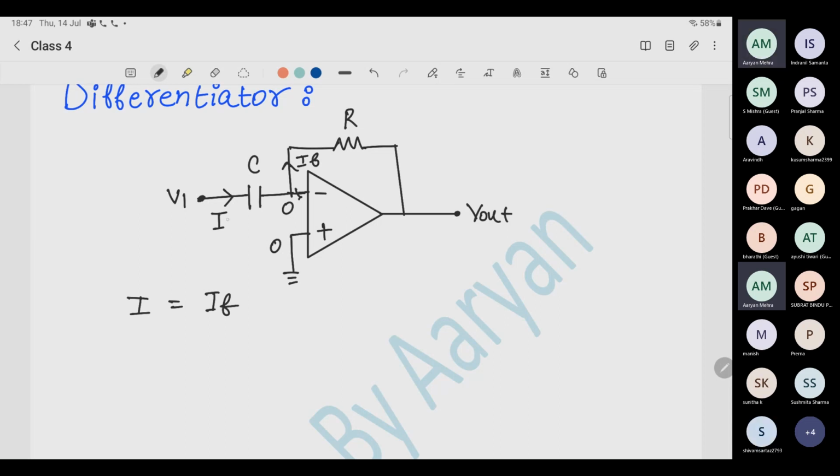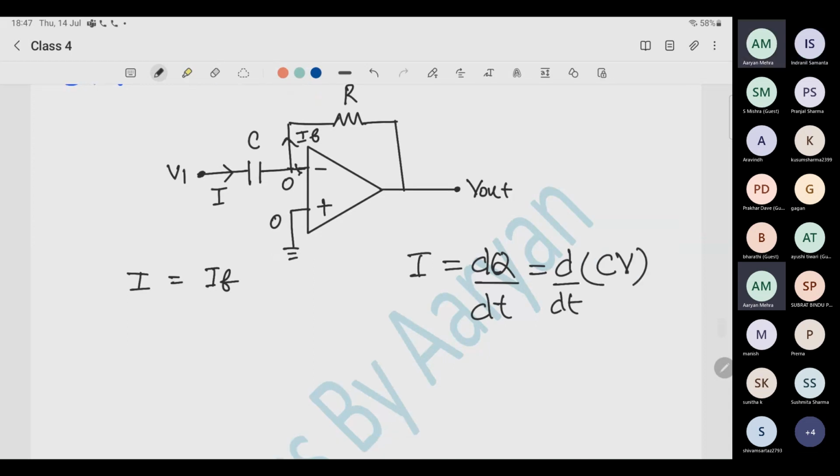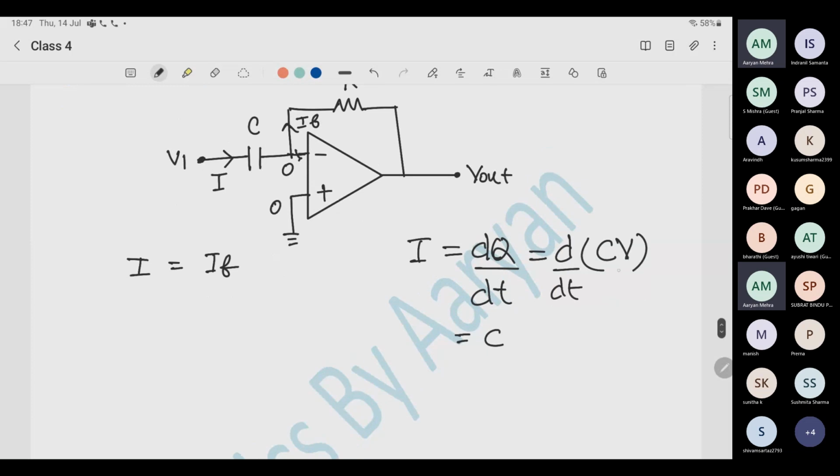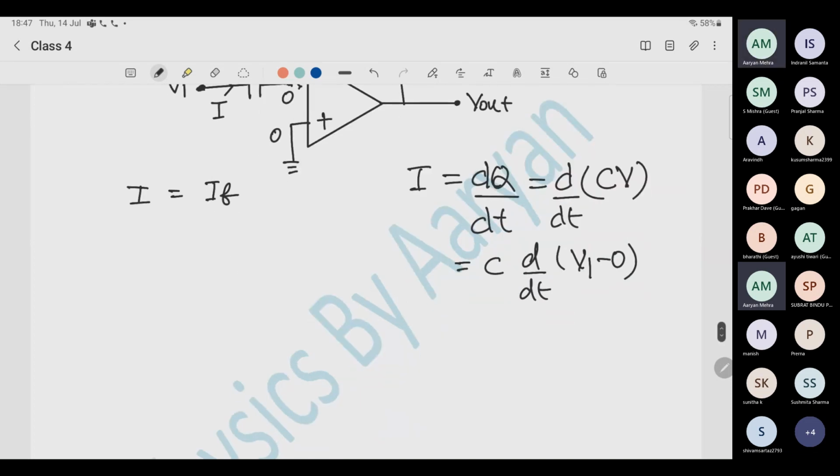So first you need to tell me what is actually I. It is dq by dt. And what is q? CV. And what is this V? V is the voltage applied across this capacitor, and that is V1 minus 0. So you get C dV1 by dt. So I is C dV1 by dt.